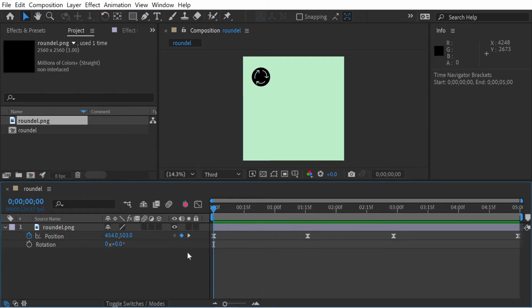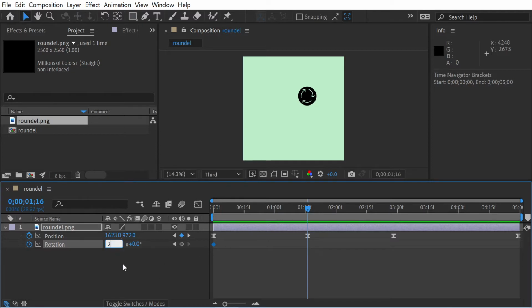Maybe we could try something like, I'm going to turn off the keyframe here. So maybe we just do a double rotation. While it's traveling, we want it to rotate, and at this point, we want it to have rotated by two.